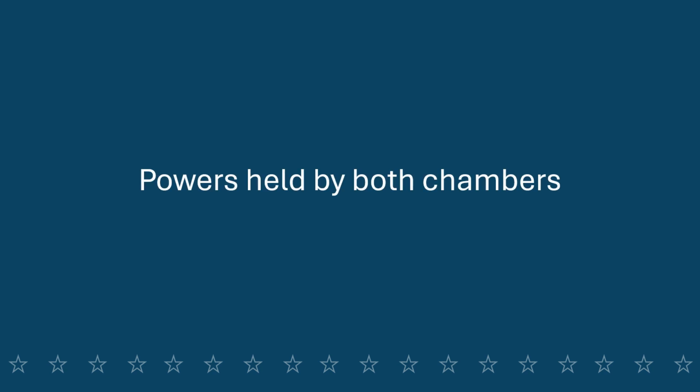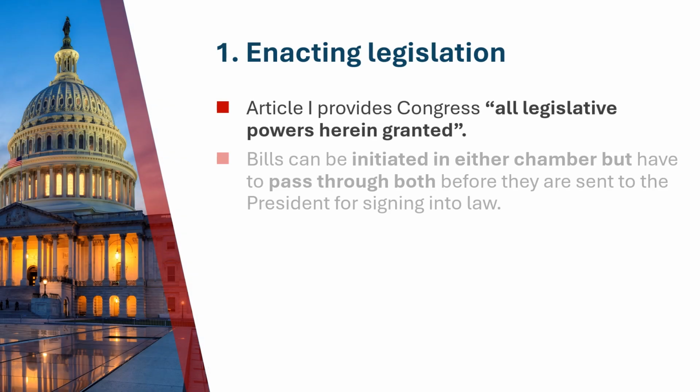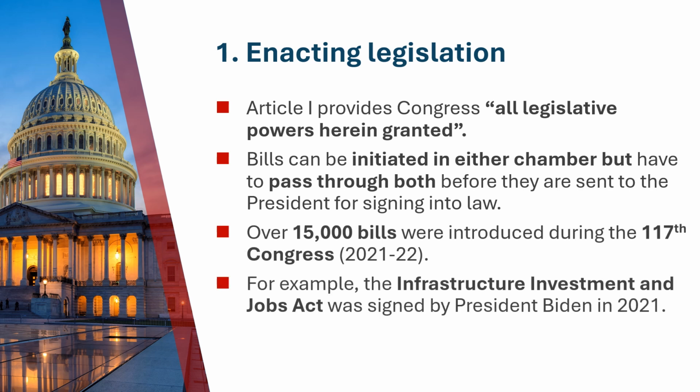Let's begin by considering the powers held by both chambers of Congress. Firstly, the principal responsibility of Congress is the enactment of legislation. Article 1 of the Constitution provides Congress all legislative powers herein granted. Bills can be initiated in either chamber, but have to pass through both before they are sent to the President for signing into law. Over 15,000 bills were introduced during the 117th Congress from 2021 to 2022.